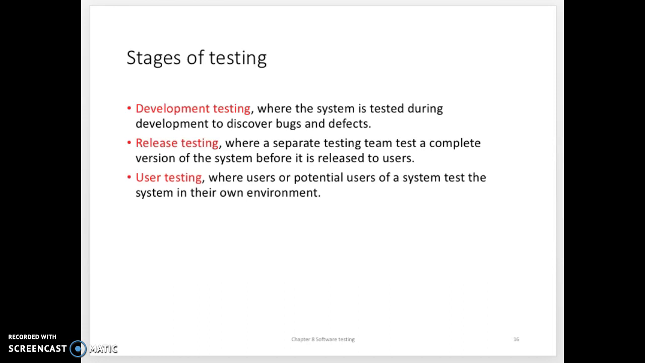Now, in development testing, the system is tested during development to discover bugs as early as possible. While in release testing, we do separate testing through separate testing teams, complete version testing of the system before it is released to the user. And then at the end, user testing, where we allow users or potential users of the system to test the system by themselves.